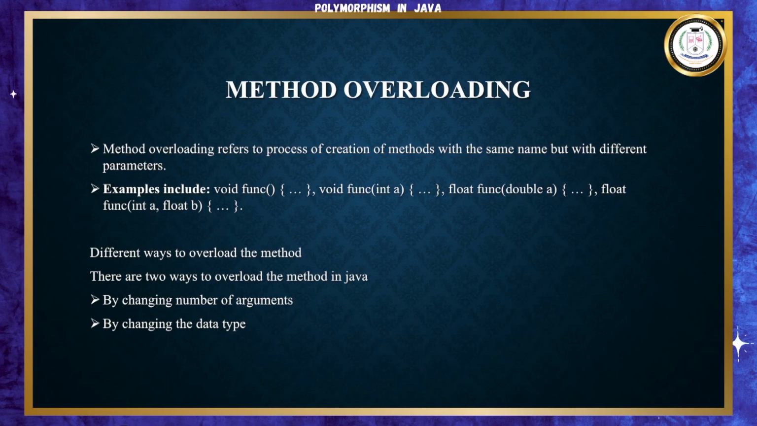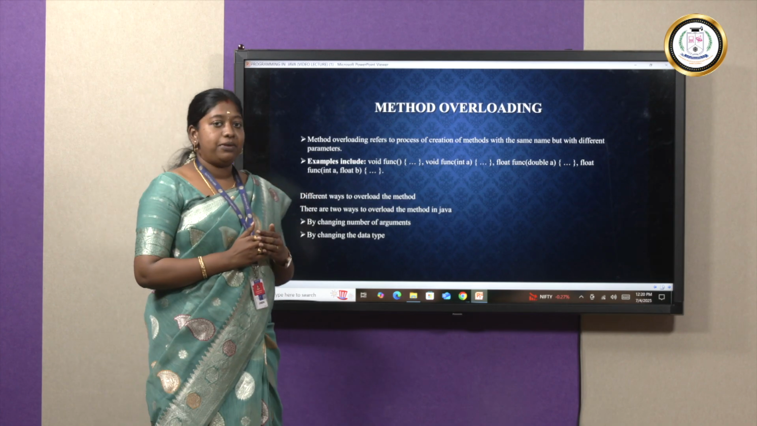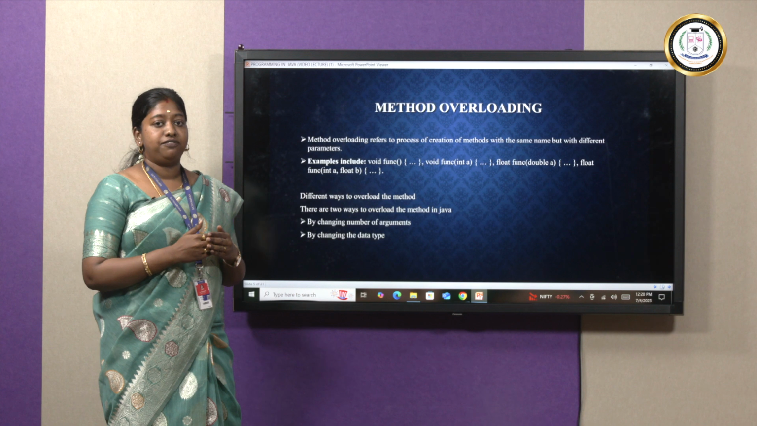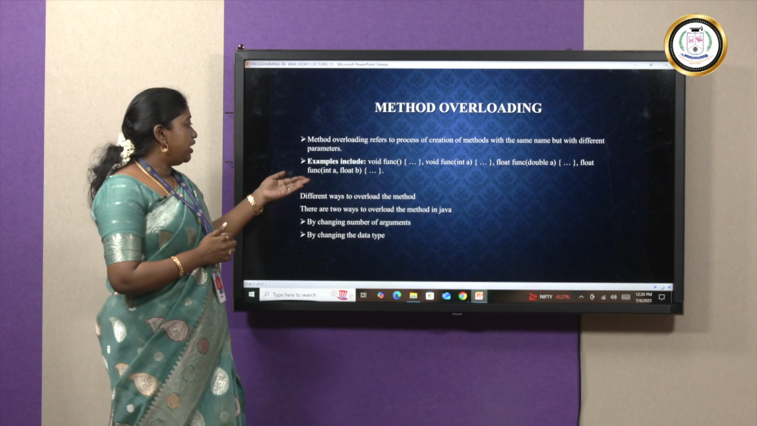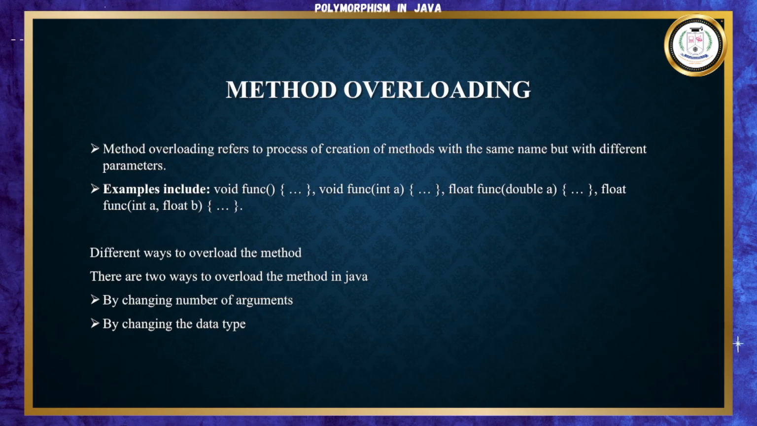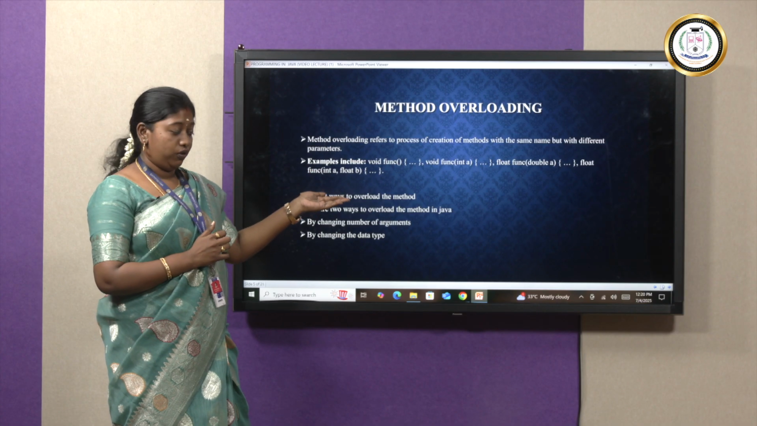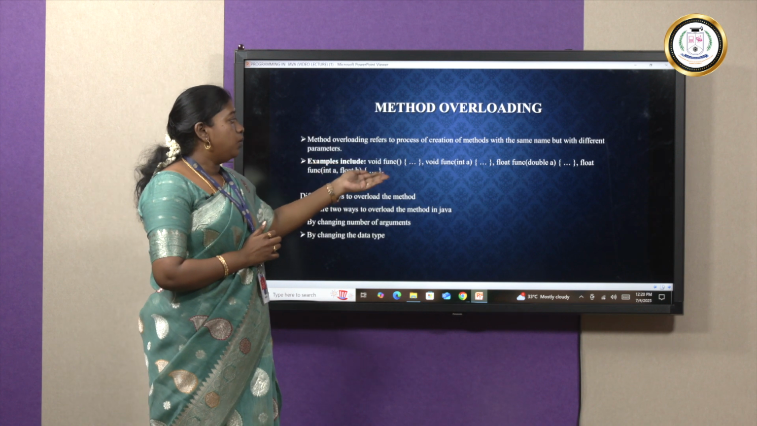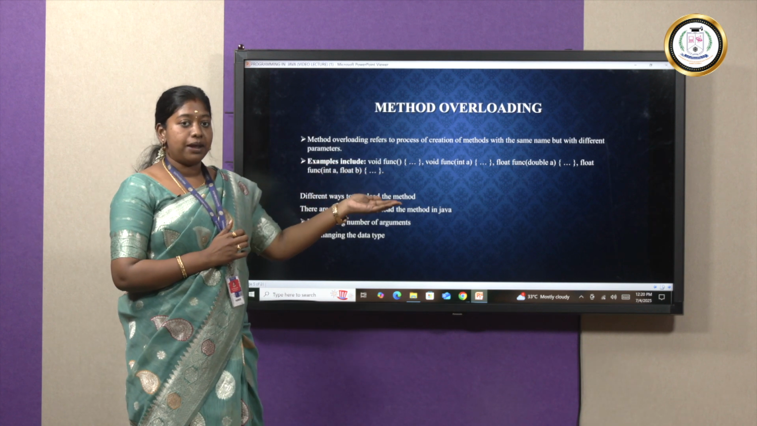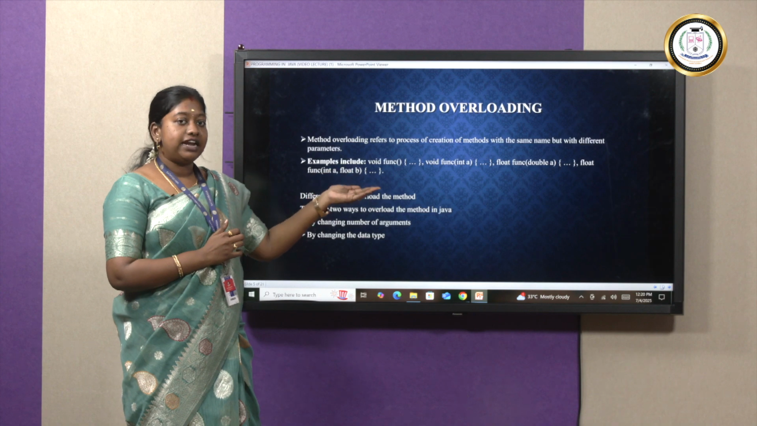The next one is method overloading. This is one of the forms of polymorphism, that is compile time polymorphism. Here we have the same function name, but it performs different operations. For example, void function is one function name and it has different forms: void function with the parameter int a, and float function with the parameter double a. So this is method overloading. That means the method is overloaded with different parameter values and different data types.